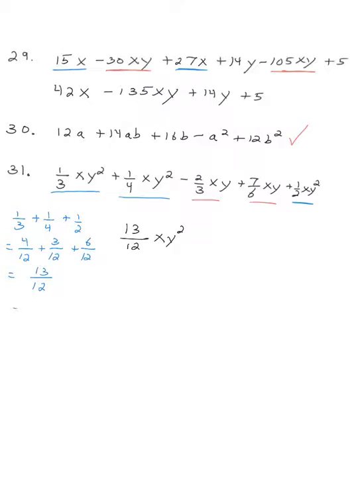I got -2/3 plus 7/6, so I'm going to use 6 as a common denominator. That means I did not change the second fraction. I doubled the first fraction to -4. That's -4 plus 7, which is a total of positive 3/6, or just positive 1/2. That means I have 1/2 xy, and that is my final answer here.